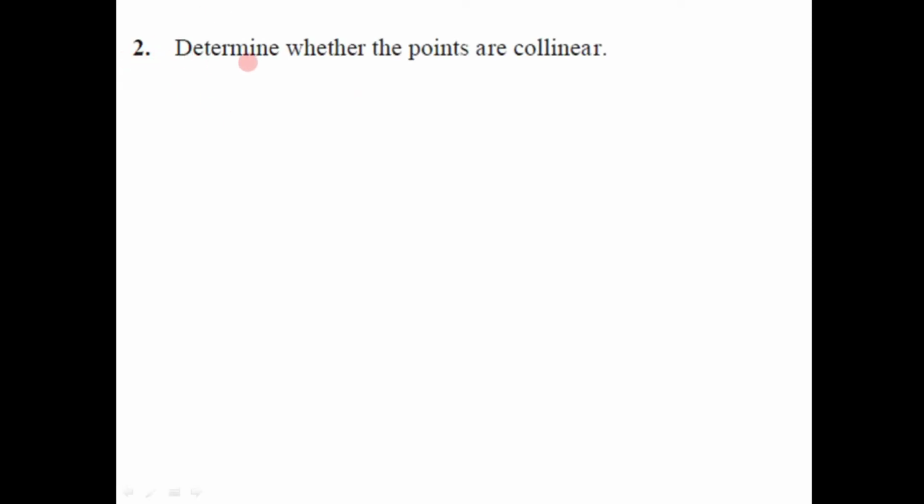The second question is: determine whether the points are collinear. The points are given here as A, B and C. Coordinates of A are (1, -3), coordinates of B are (2, -5) and coordinates of C are (-4, 7). We have to decide whether these 3 points are collinear or not. Now the question is, how can we find whether the 3 given points are collinear or not?